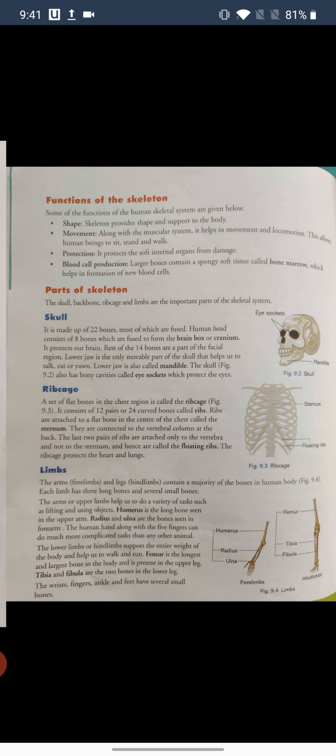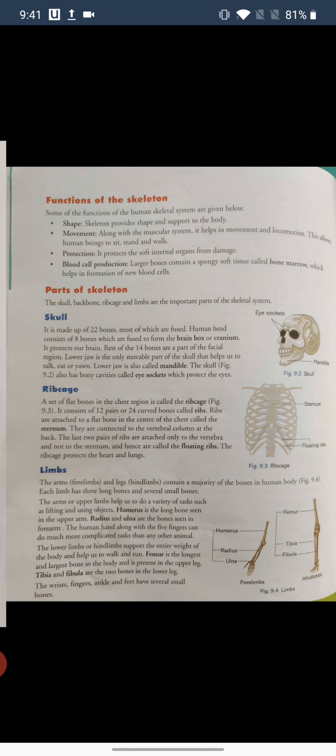Your chest can move. The rib cage, what is the function of the rib cage? It protects the lungs and heart. So, how many pairs of bones are there which form the rib cage? 12 pairs, or you can say 24 curved bones are there. Ribs are attached to the flat bone in the center of the chest called sternum, and from where else are they connected? They are connected to the vertebral column at the back.